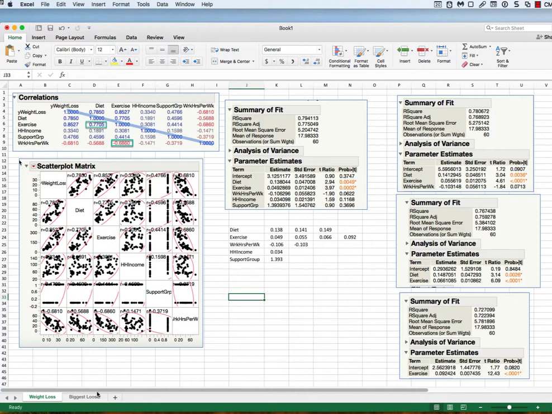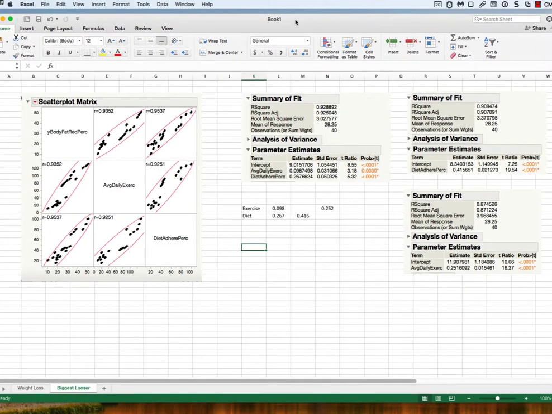Now, let's go look at an example where we really have high correlations between variables. In this case, I've gone to a different model, and really all I have in here is average daily exercise and what percentage of the time they adhere to their diets. Now, if you look here, you can see that this is our outcome variable. How much percent body fat did they lose? If you look down at their daily exercise and how well they adhere to their diets, there's very good linear relationships with the outcome variable.